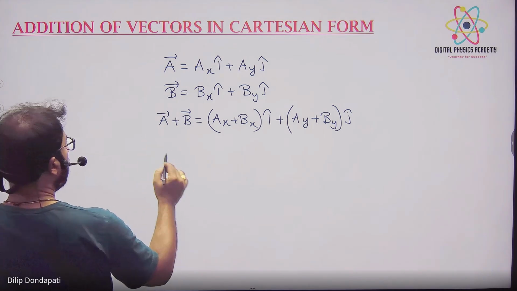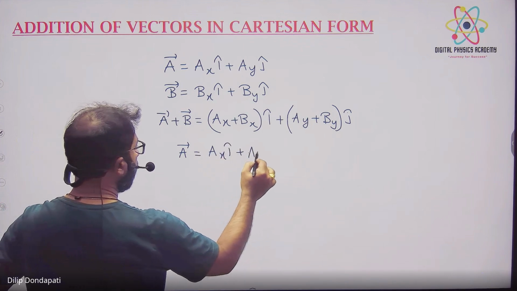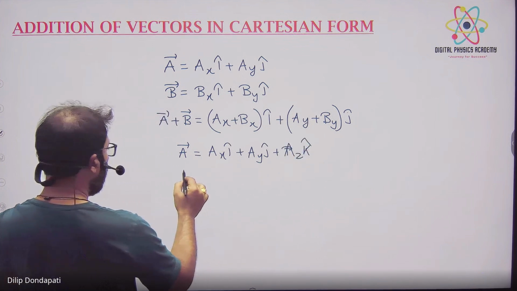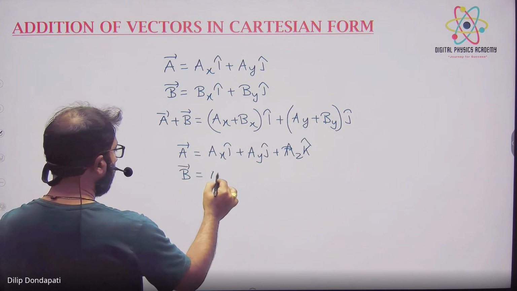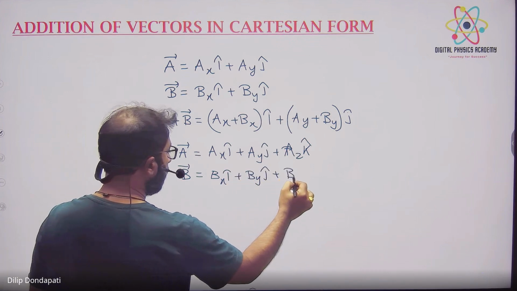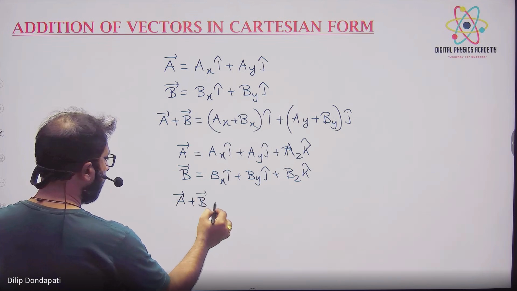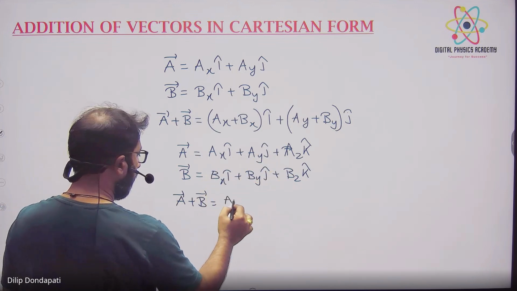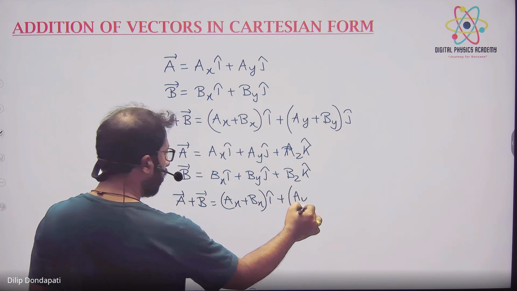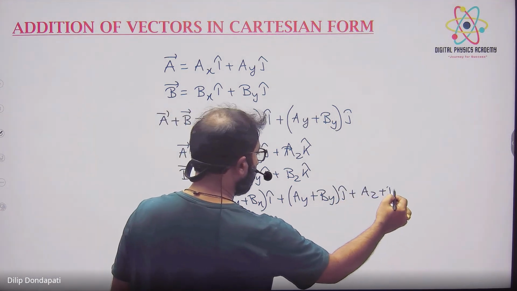If they are given in three dimensions, A vector is AX I cap plus AY J cap plus AZ K cap. Similarly, B vector is given as BX I cap plus BY J cap plus BZ K cap. Then what is A vector plus B vector? Simply add I, J, K. (AX plus BX) I cap plus (AY plus BY) J cap plus (AZ plus BZ) K cap.